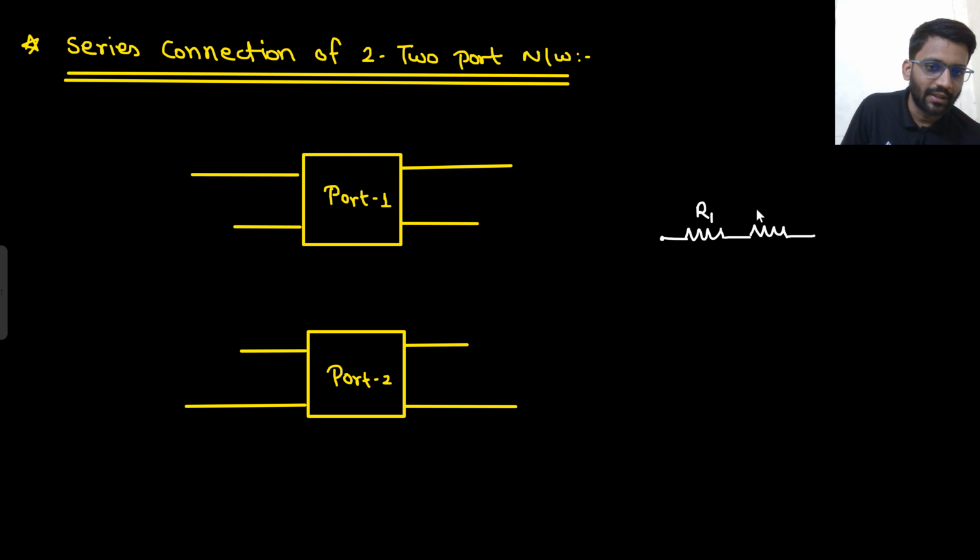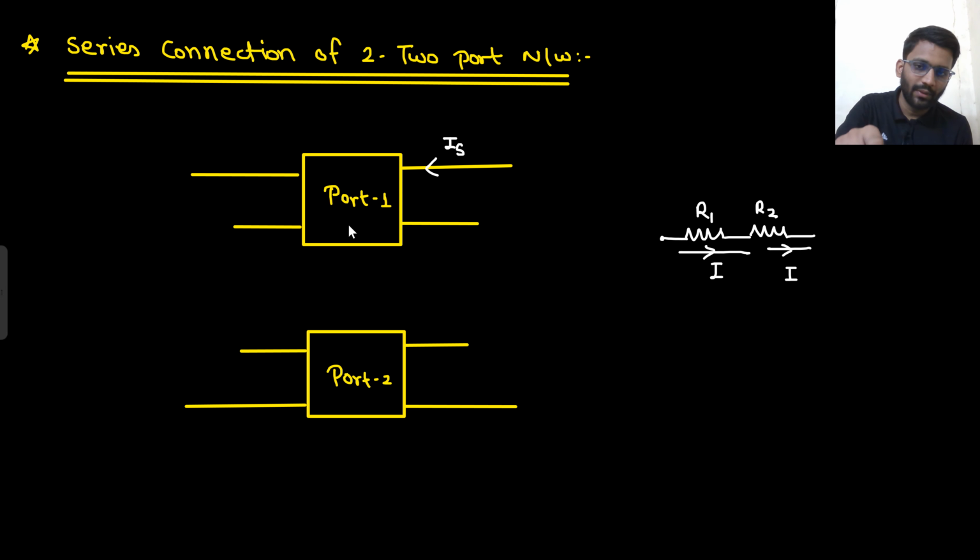So this is your R1 and this is your output. So what is same in the series connection? Current is same. Both will have the same current. Now let's just say there is IS current going into it, and we know the concept from network analysis: whatever current any network takes, it will give out the same amount of current.